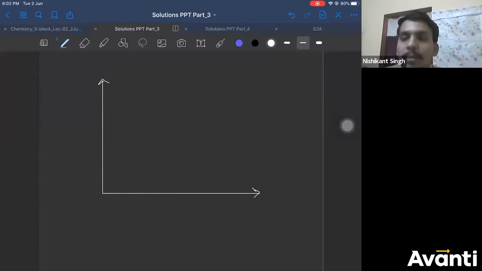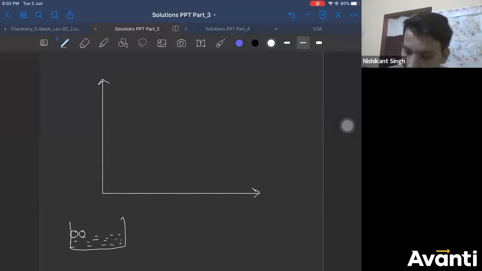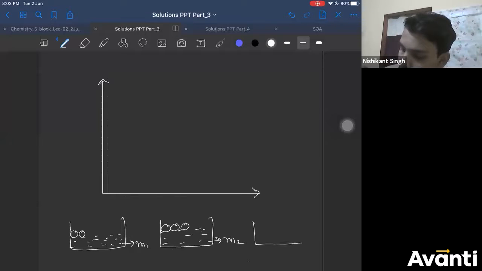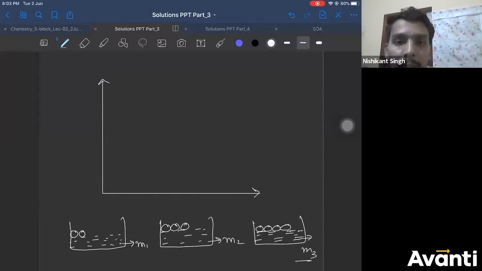Now, what I said was, see, pay attention carefully. I'm taking following solution. This is my solution 1 containing solvent. It contains non-volatile solute. Let us say molality of this solution is M1. Now, in second case, this is a solution. It contains these many non-volatile solute, M2. Now take another one. This is your third solution. It contains your molality M3. Correct?